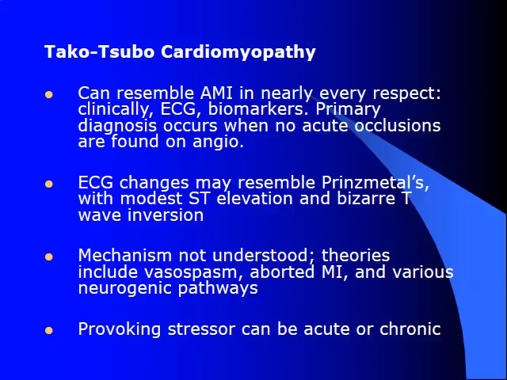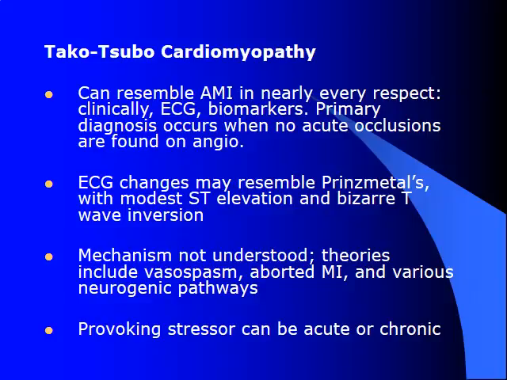Basically, Takotsubo can resemble an MI in pretty much every respect. You can have clinical symptoms that appear to be an MI. You can have ECG changes similar to MI. Our cardiac labs can be suggestive of an MI. Basically, the diagnosis of Takotsubo is going to occur when we don't have an acute occlusion. So these patients are basically going to be treated like they have an MI until they go to the cath lab and the angiography reveals no occlusion.